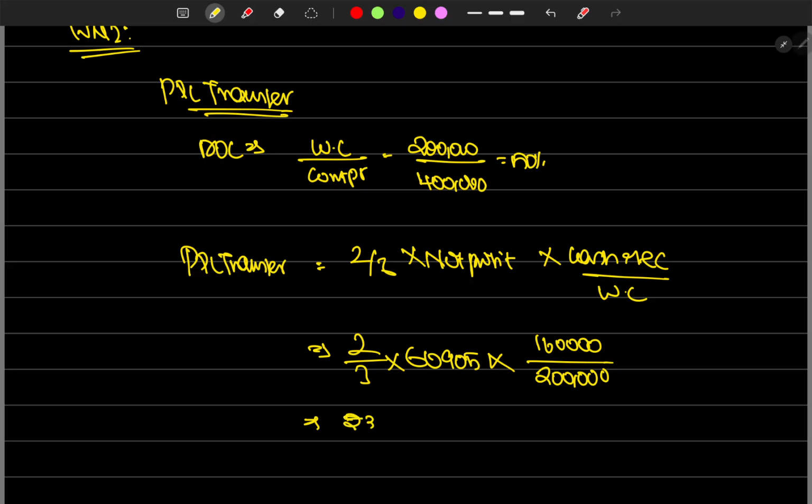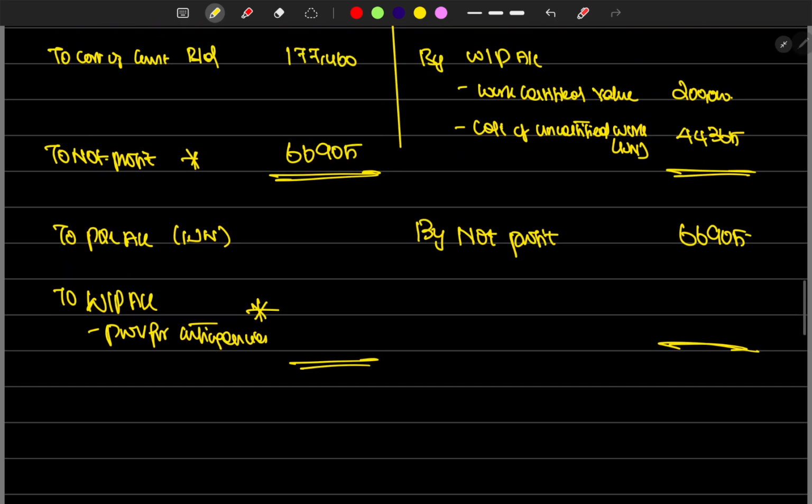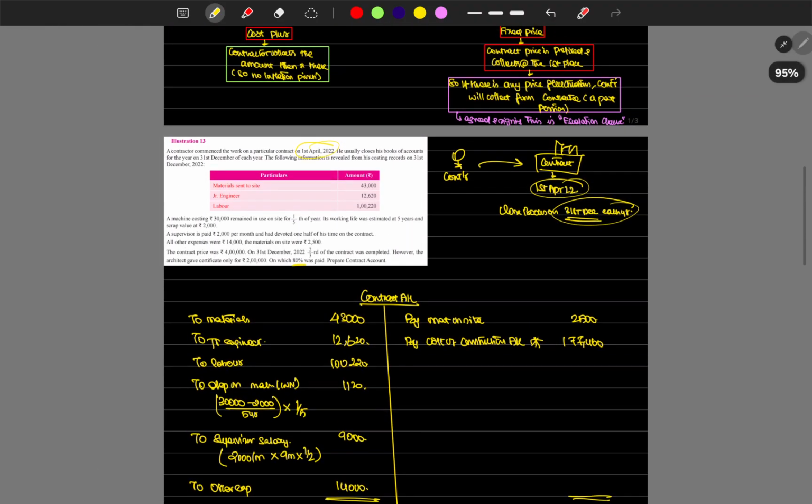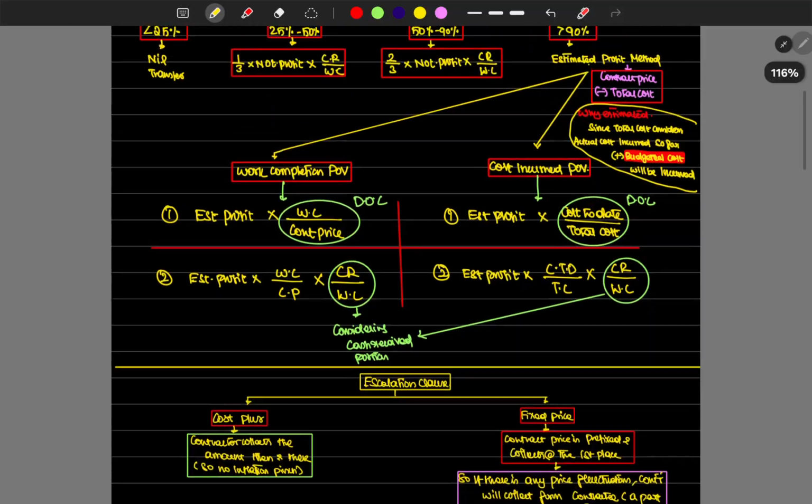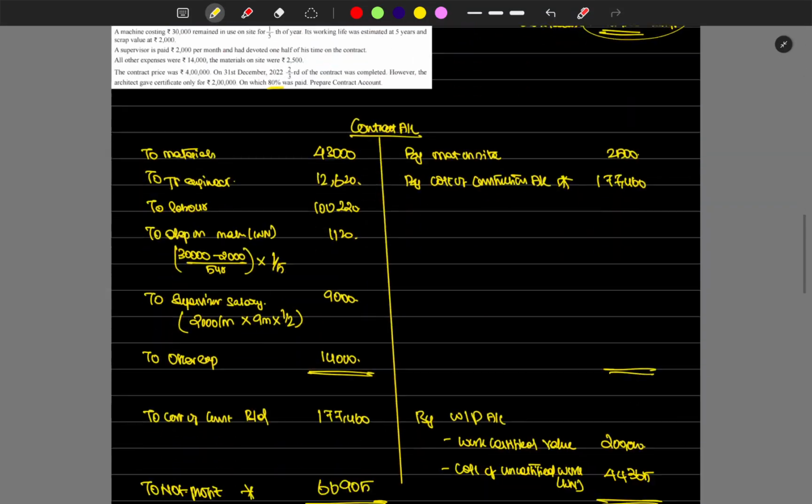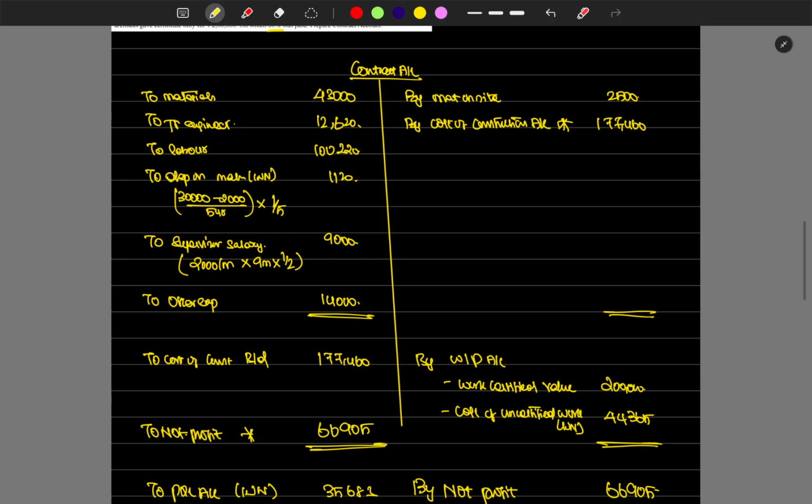Okay, 35,683 is the value we have to transfer to P&L account. The remaining balance we have to transfer to provision for contingencies, 31,222. That's it. So the problem is simple. We have to learn the concept. This entire problem is very simple. We can accumulate the figures here.